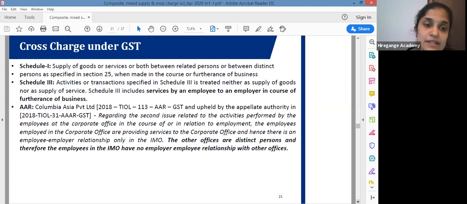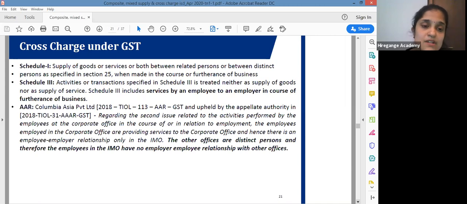So when there are such offices of the same company, of the same concern or the same entity, though they are covered under the same PAN for income tax, when these different offices located in different states are making any supplies to each other, even without payment of any consideration, even without fixing of any consideration, it is deemed to be a supply, deemed to be taxable under GST, even with effect from July 2017 onwards.